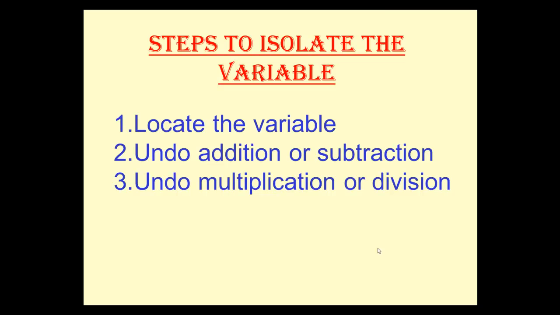There are going to be 3 steps to isolate the variable or get it alone. The first thing you want to do is locate or find the variable. Then, if there is any addition or subtraction in the equation, you're going to undo the addition or subtraction by using the inverse operation. Your third step will be to find the multiplication or division and undo the multiplication or division using the inverse operation.